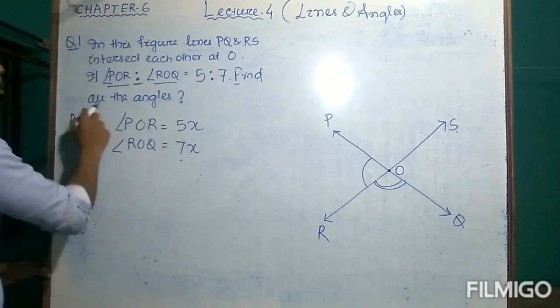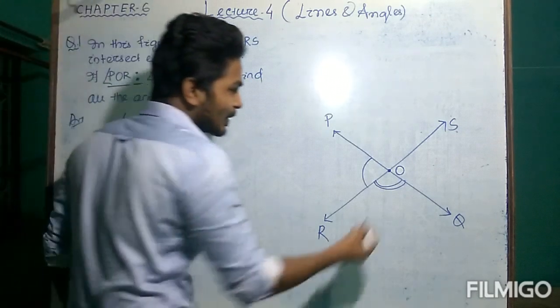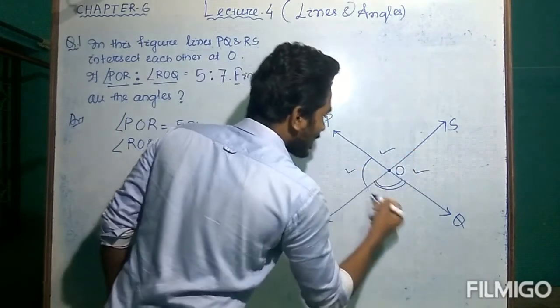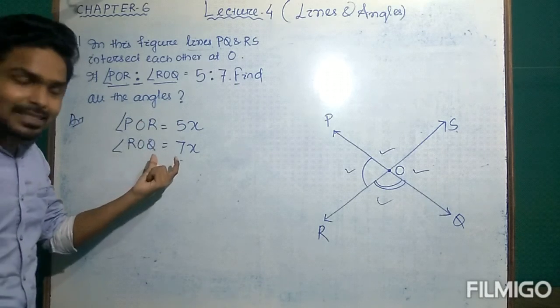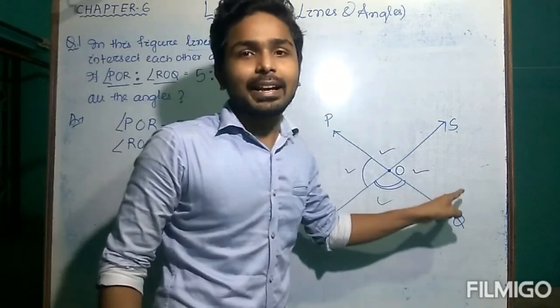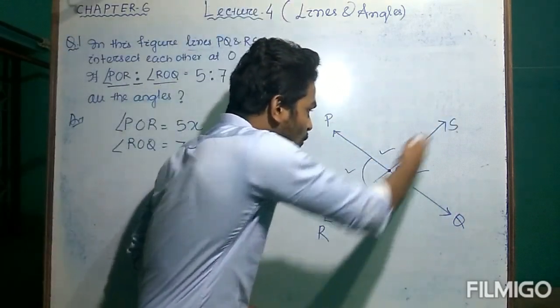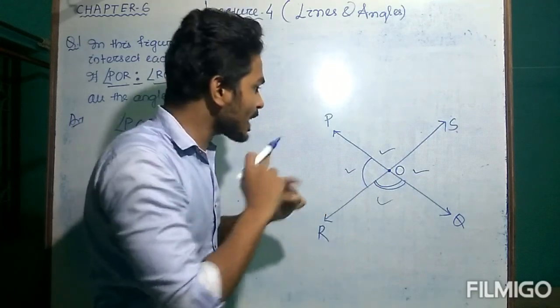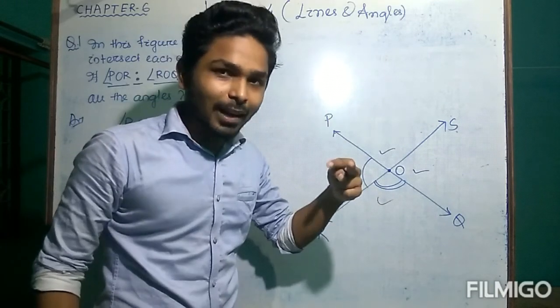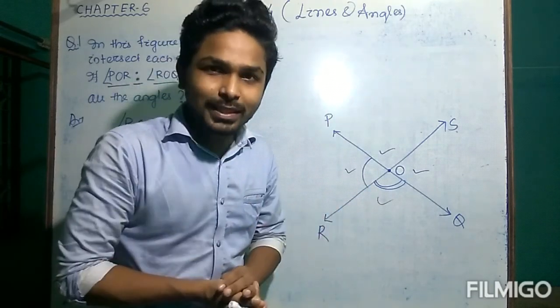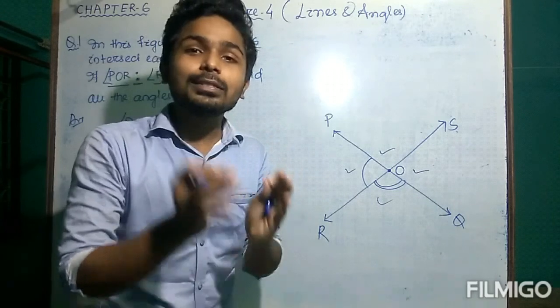Now what you have to find? You have to find all the angles. You need to find the 4 angles that are formed. So let us first find these 2 angles. Now from these 2 angles we can find every angle. How? Because whenever two straight lines cross each other, 4 angles are formed, out of which 2 pairs of opposite angles are known as vertically opposite angles.